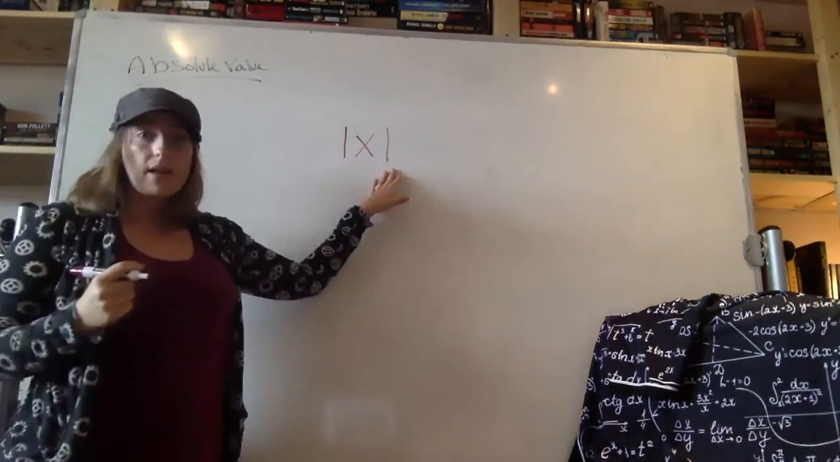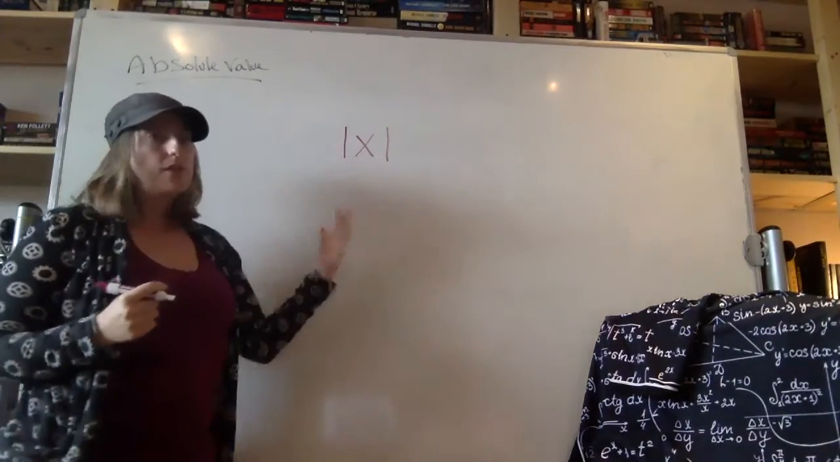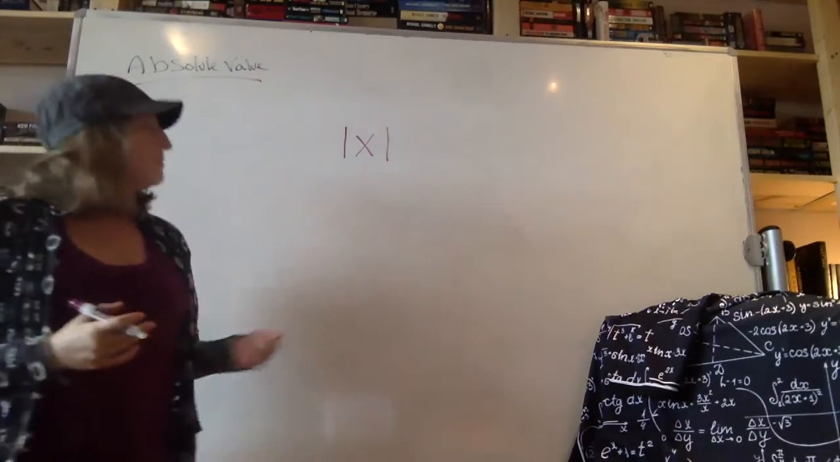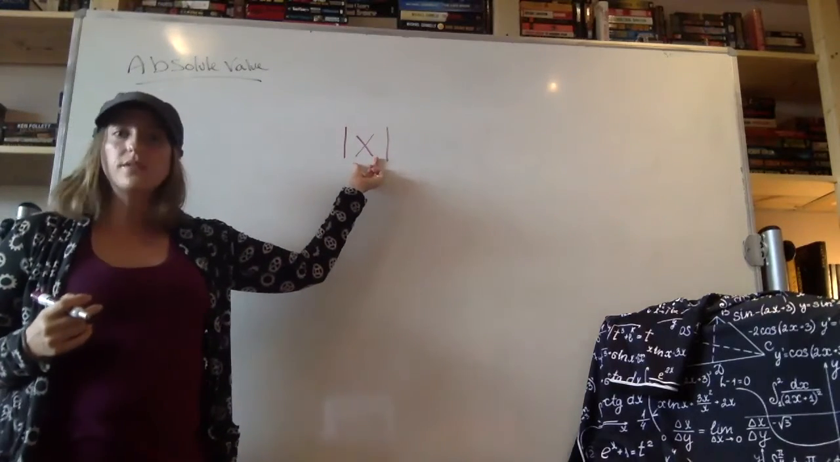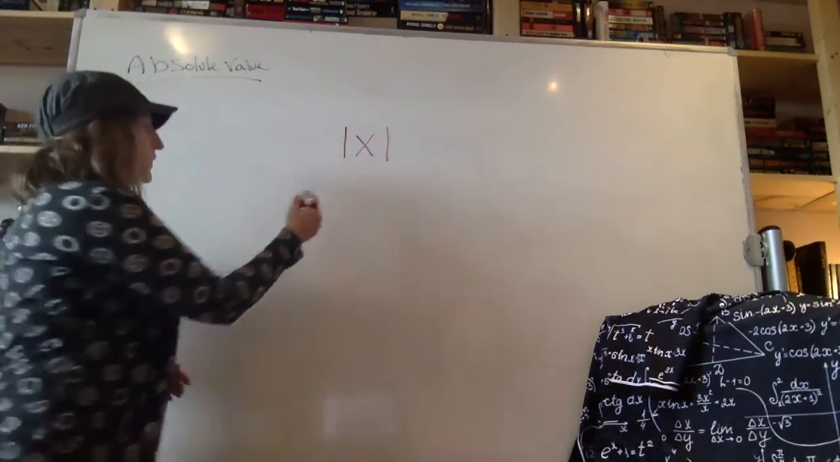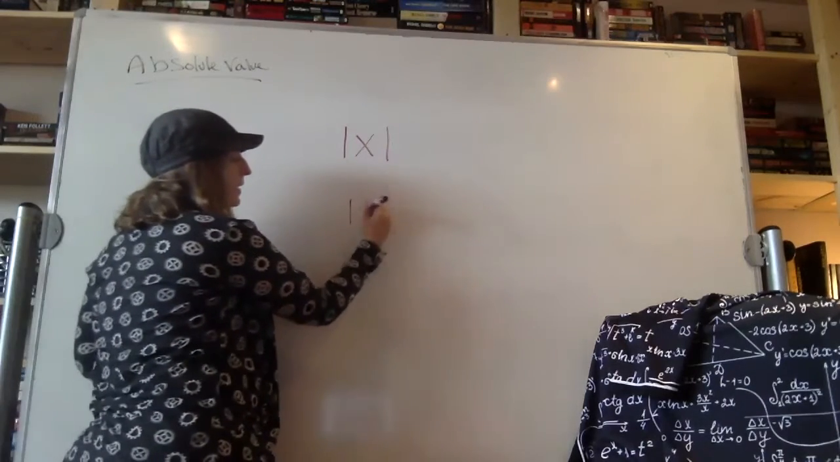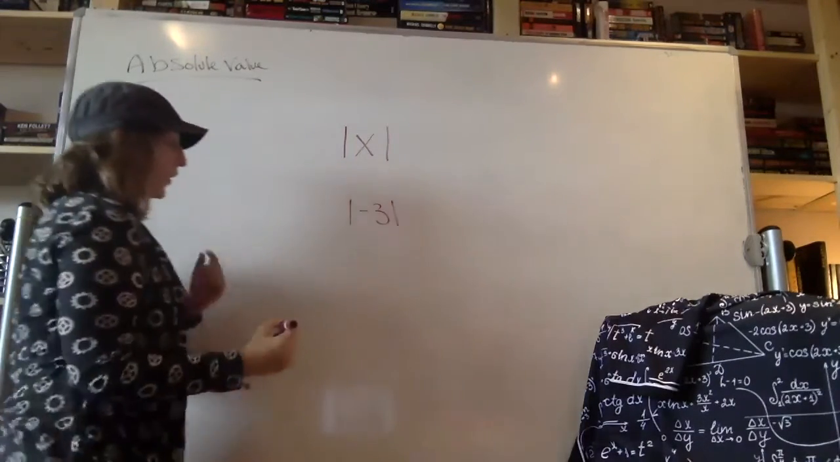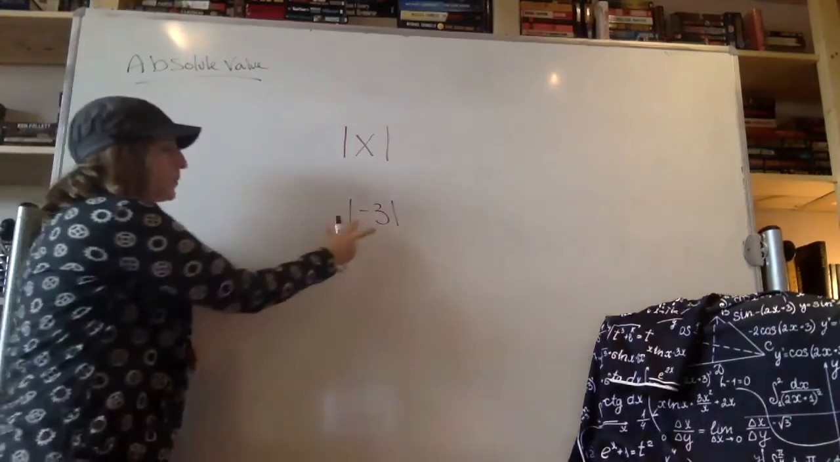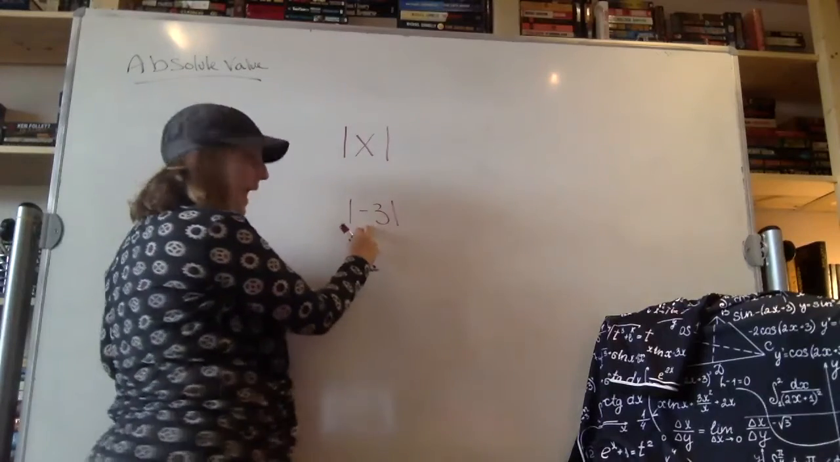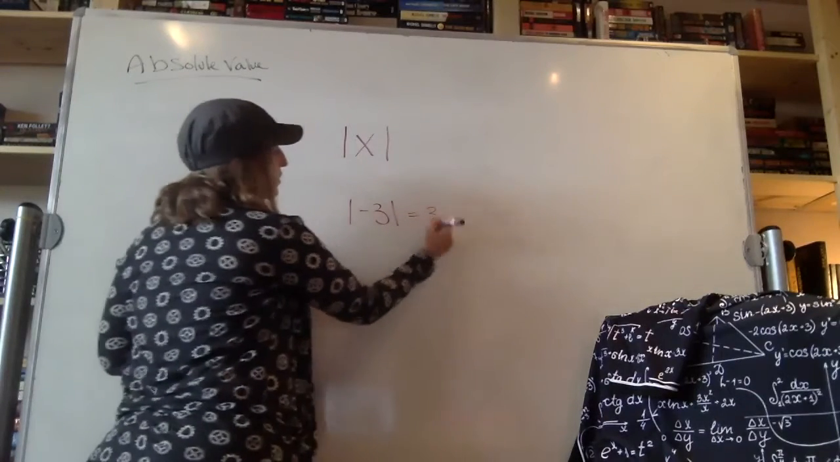So these are the absolute value bars. We read this as the absolute value of x. And what does this mean? It means the distance this thing is from 0. Now if that's a little confusing, because we have a variable in there, think about it when it's not a variable, like -3. Now, you probably are familiar with the fact that the absolute value of -3 is just 3, but why?